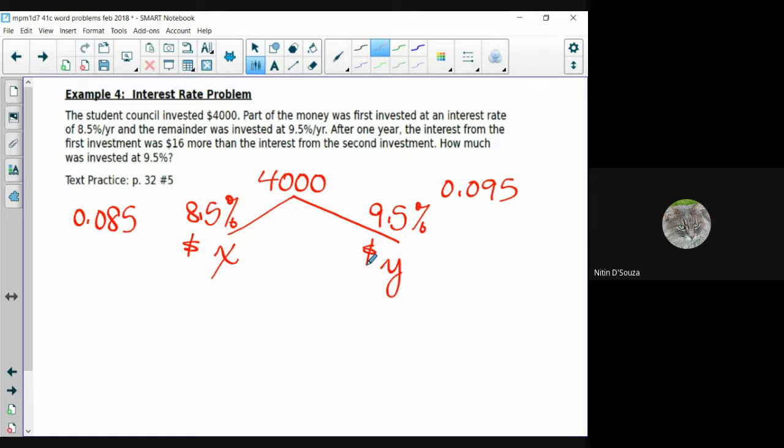So here's your question. This dollar amount plus this dollar amount must add up to 4,000. You guys see that? So I've got X plus Y is 4,000. In order to get interest, they take this percentage, multiply that number, this percentage, multiply that number, and the interest they get is $16 more. Okay? So here's what they say. The interest from the first investment, this one, is $16 more than the interest from the second one. It's a little complicated, so I want to try and explain it slowly.